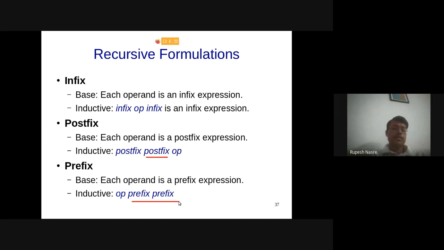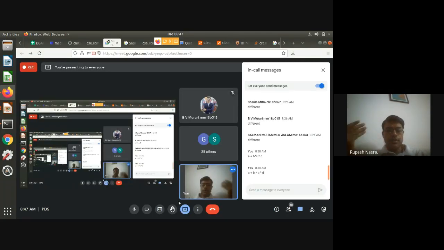So this is a recursive formulation of infix expression starting from the base. You start from the smallest atom possible, and then you build upon that in a recursive manner. And then you can build arbitrary expressions. All the possible postfix, prefix, infix expressions should be buildable using this recursive formulation. Any concerns, questions on this formulation?